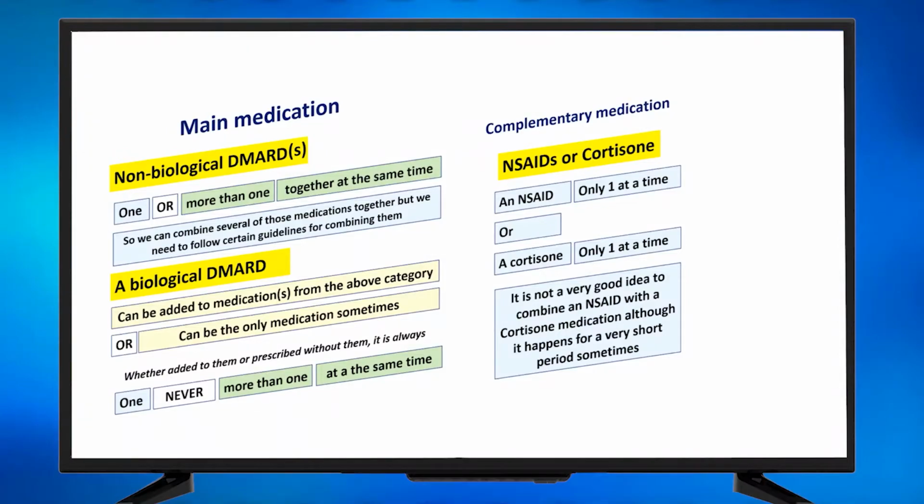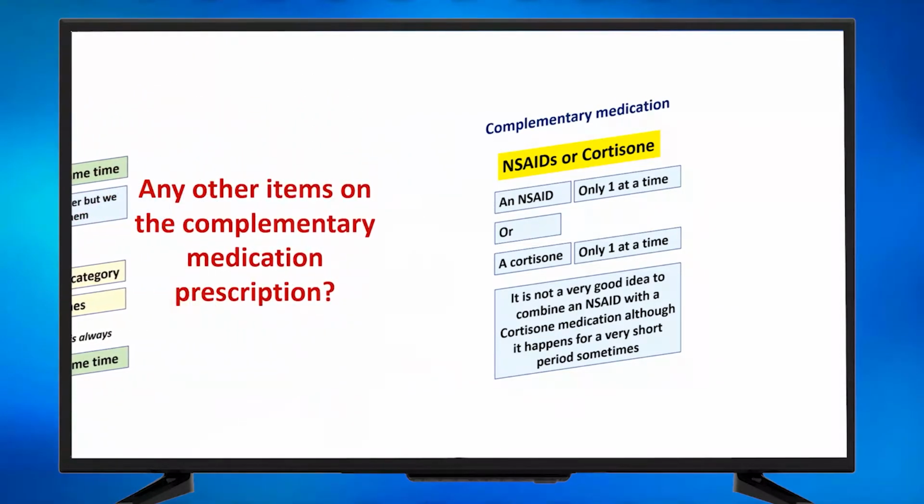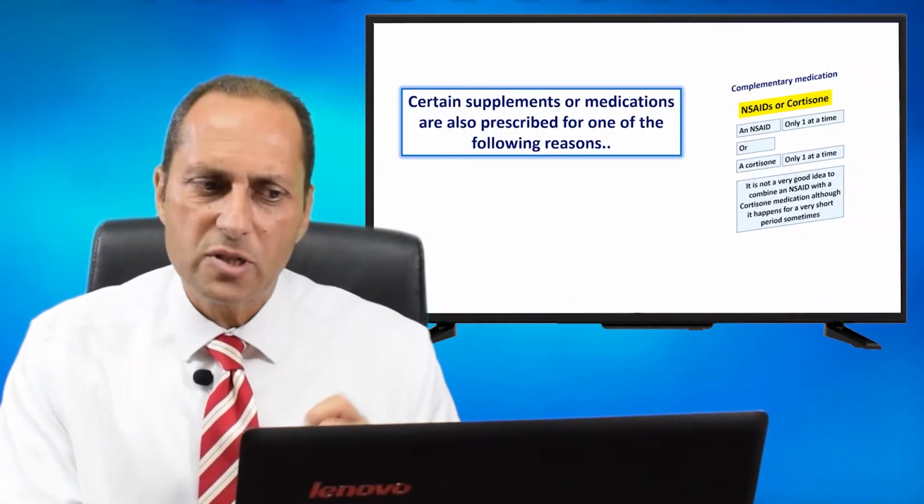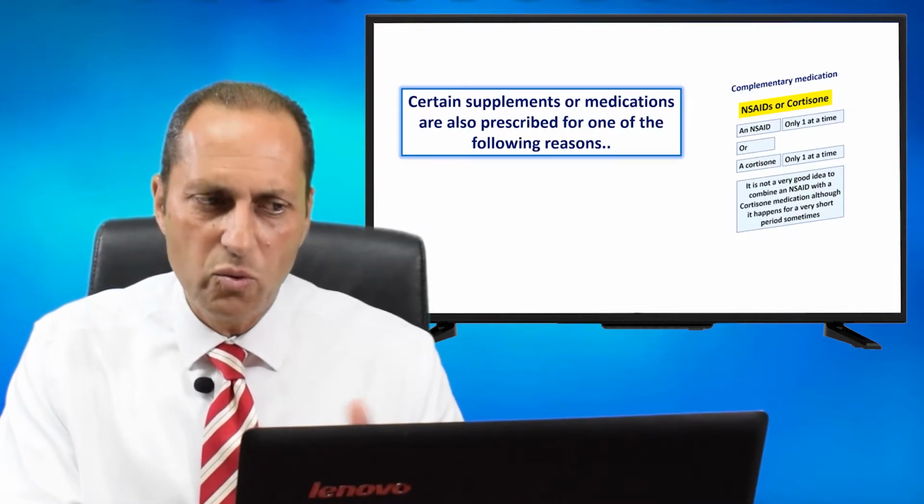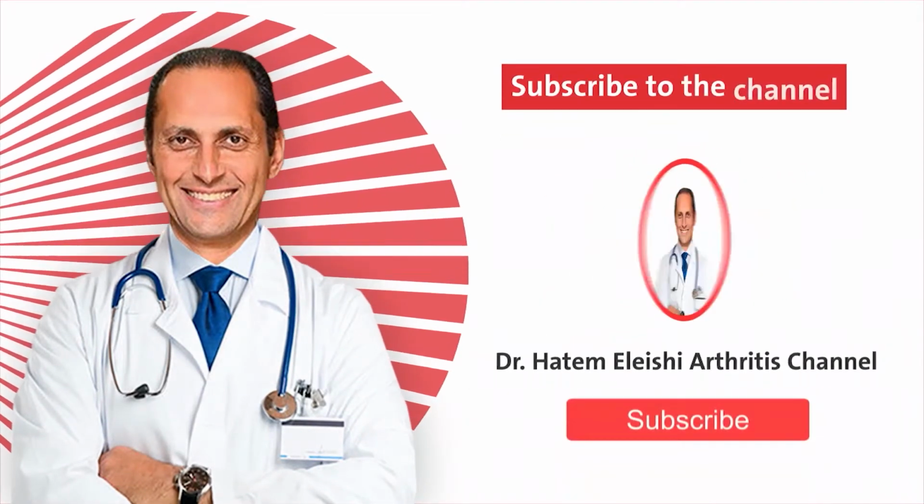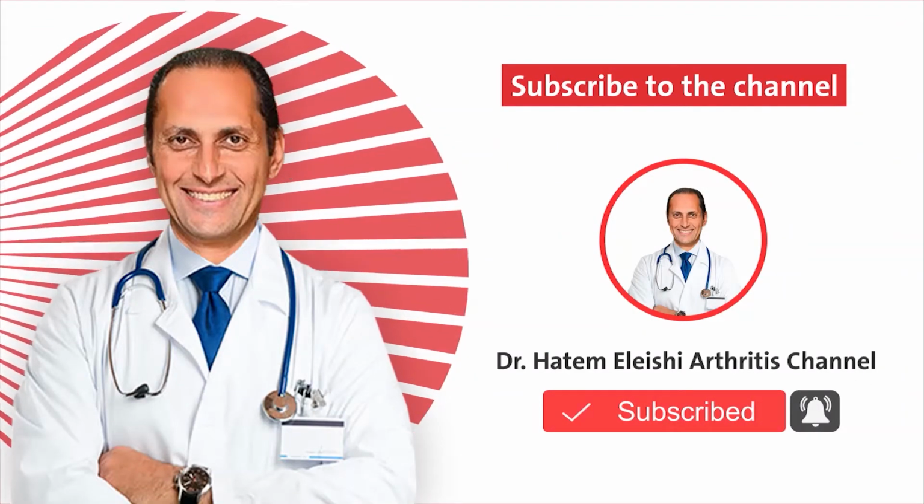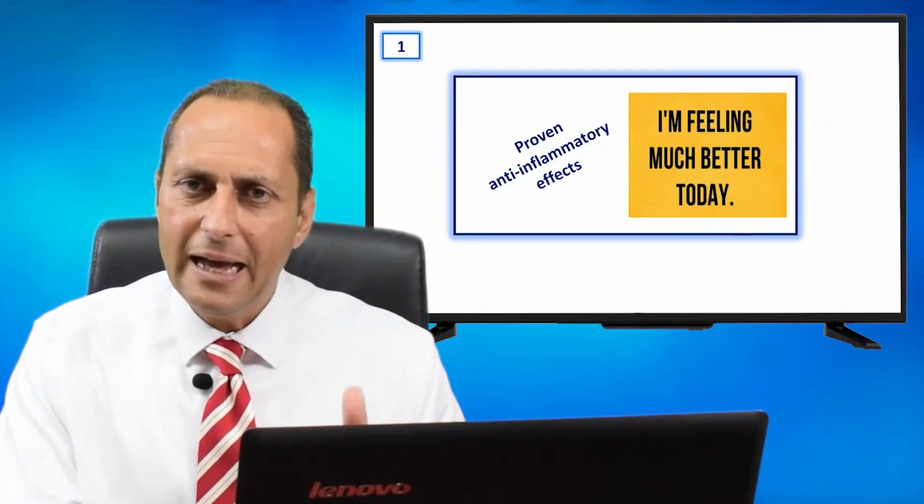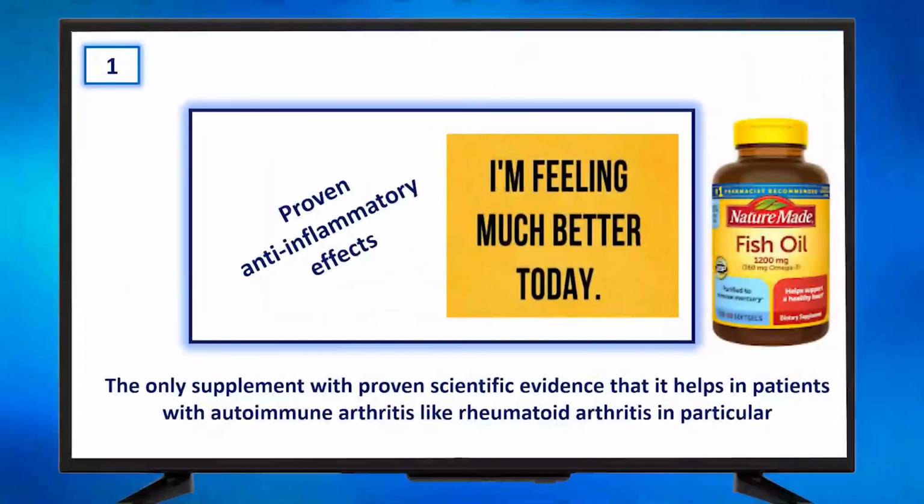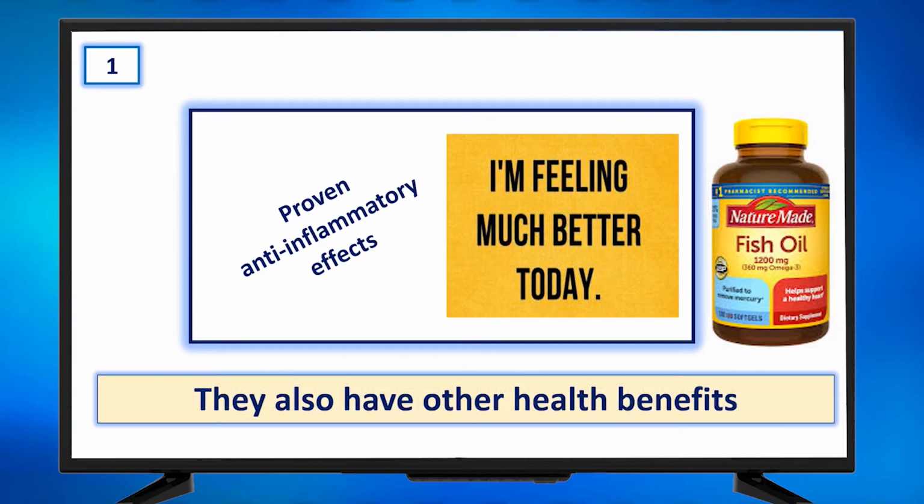How about the complementary medications? Any other items on the complementary or the side order medications? Yes. Certain supplements or medications are also prescribed for one of the following reasons. Number one, proven anti-inflammatory effects. Fish oils, the only supplement with proven scientific evidence that it helps in patients with autoimmune arthritis, like rheumatoid arthritis in particular, are fish oils. They also have other health benefits apart from their anti-inflammatory effect on the joints.